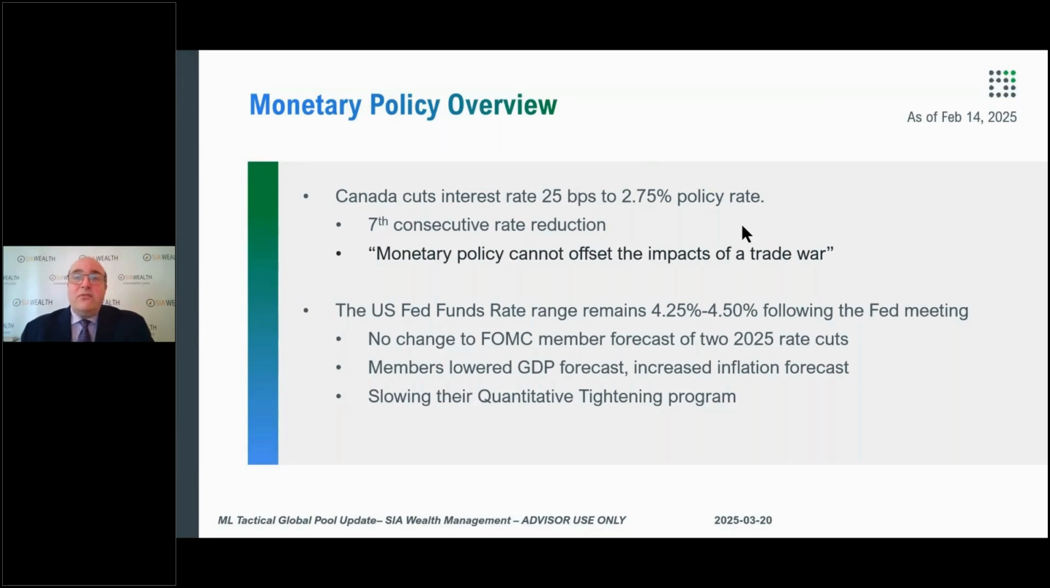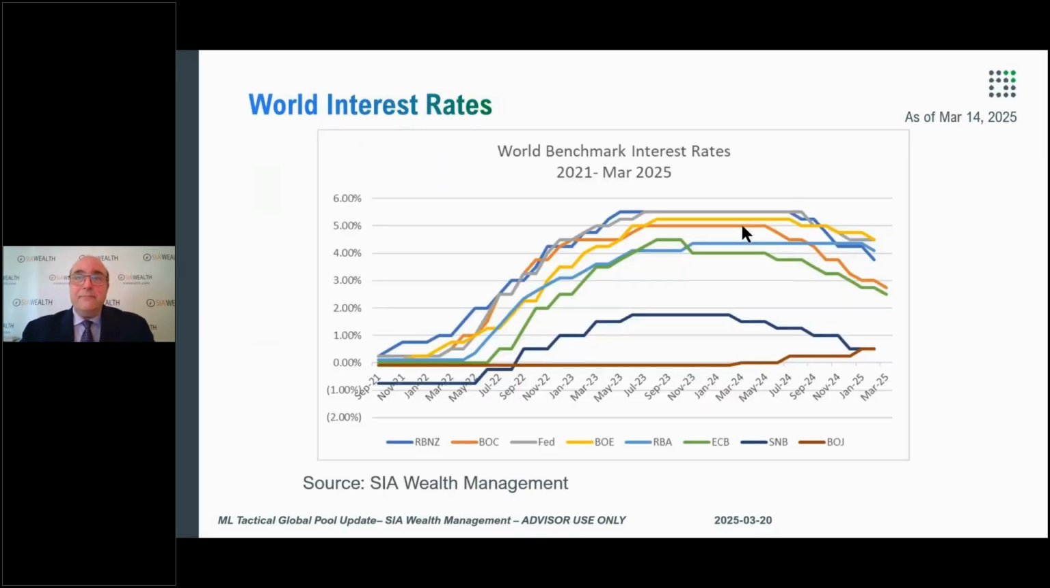Their forecast of basically the majority forecast of two US rate cuts this year remains intact. The FOMC members did lower their GDP forecast and increase their inflation forecast, or in other words, they're seeing stagflation out there. And they are slowing their quantitative tightening programs. So they're kind of going from neutral hawkish to a solid neutral and maybe dovish. We'll see. But at least they aren't quite as hawkish as they were. And yesterday the markets responded quite positively to that.